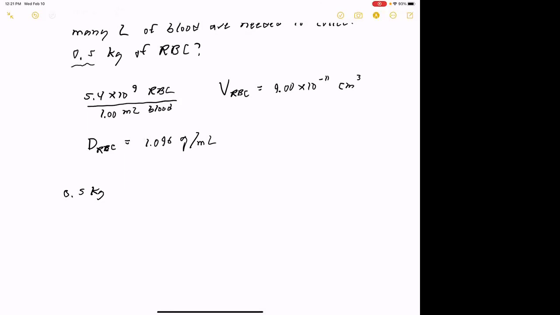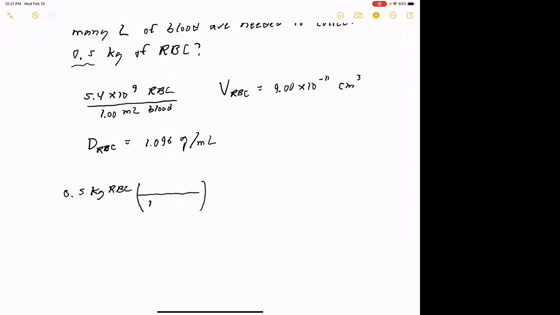And again, I'm going to attach an identity here. So it's a red blood cell that I'm after. Kilograms of red blood cells. All right, so it looks like we can get between masses and volumes of red blood cells using the density. Okay, but I need to go from kilograms to grams in order to use the density. So we'll do that first.